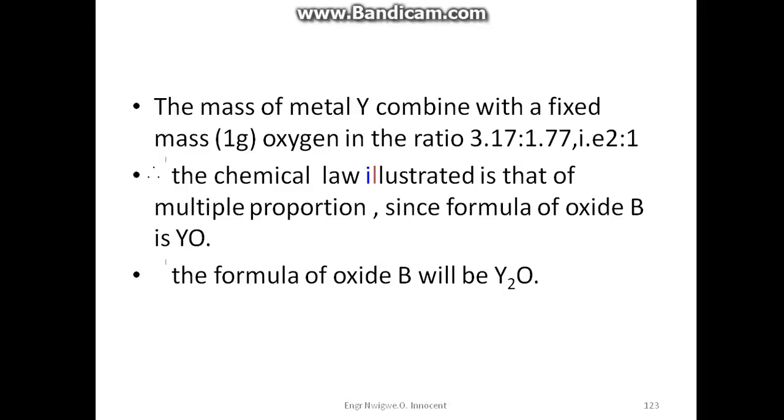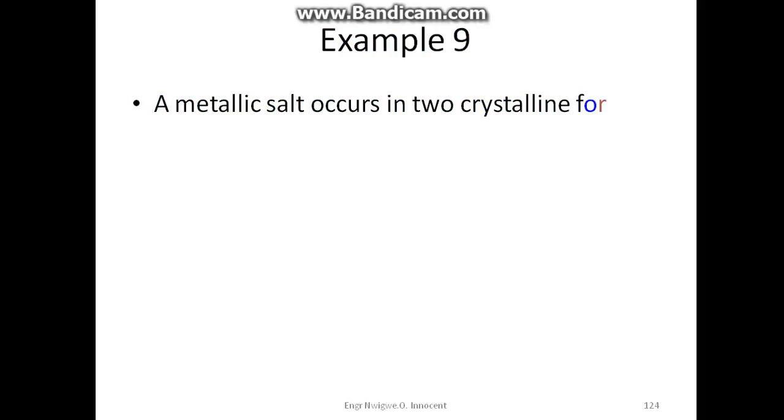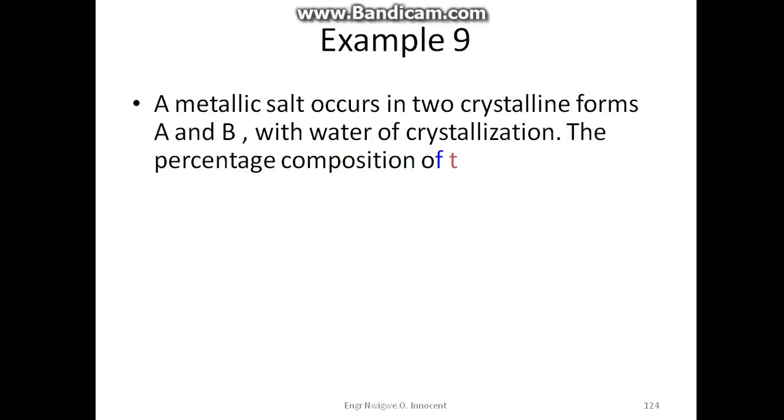Example 9. A metallic salt occurs in two crystalline forms, A and B, with water of crystallization.